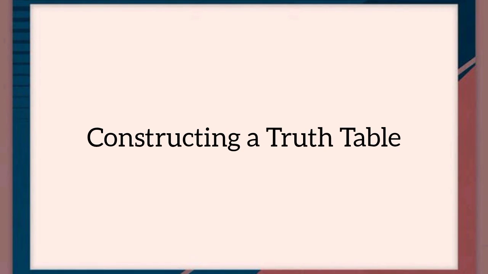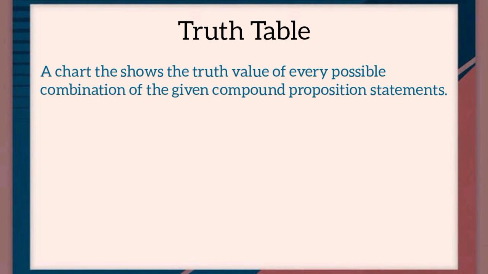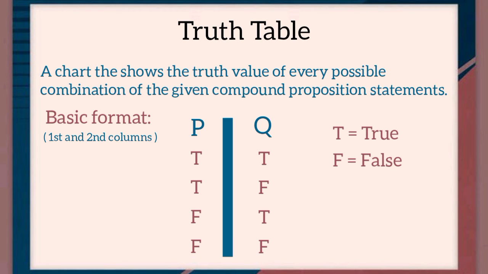Now let's move on to constructing a truth table. So what is a truth table? A truth table is a chart that shows the truth value of every possible combination of the given compound proposition statements. So the first two columns of a truth table should always be like this, where P should always have T, T, F, F, and the Q should always have T, F, T, F.